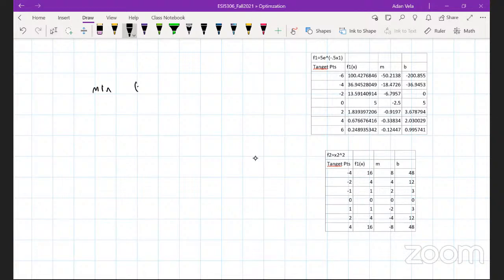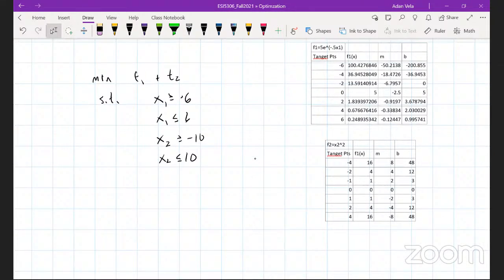So we'll have minimize t1 plus t2 such that x1 is greater than -6, x1 is less than 6, x2 is greater than -10, x2 is less than 10. And now we're going to write out all our equations for the tangent lines. We'll have t1 is greater than negative 50.2. You know, I'm not going to write the whole value out, but essentially we have these m values times x1 plus the corresponding b's. So here we have minus 200.9.